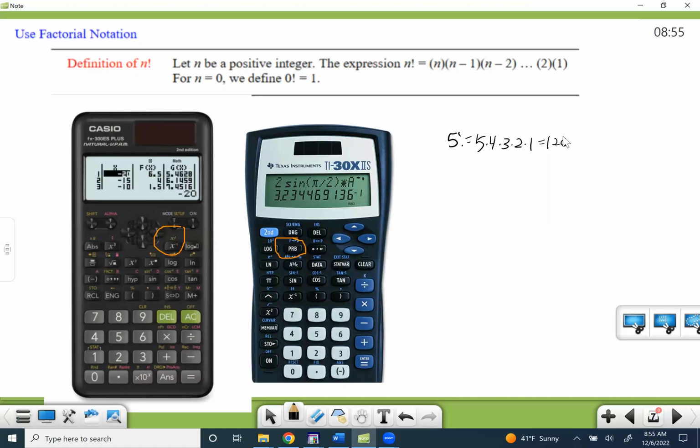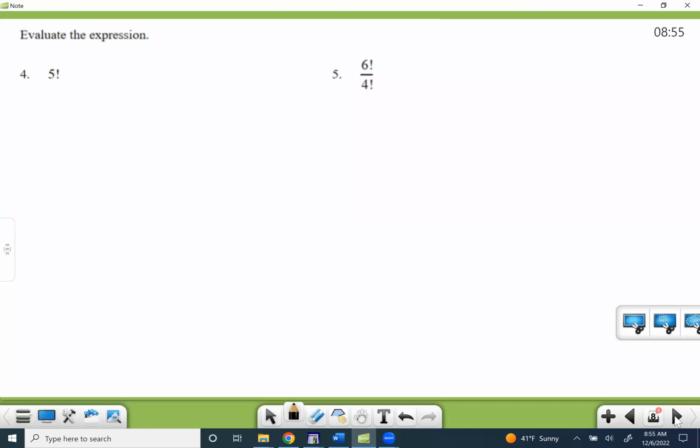Okay, all right. Now notice that 0 factorial equals 1. That's part of the definition. That's kind of a weird one, so you want to make sure that you know that. All right, so we already did this one. We said that 5 factorial just means 5 times 4 times 3 times 2 times 1, and that gets you 120.